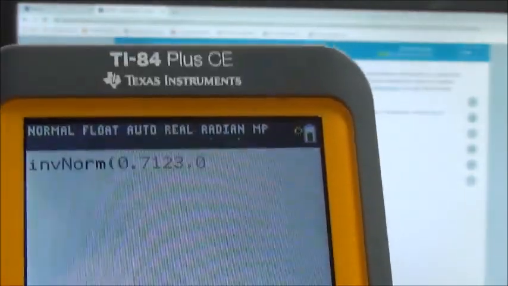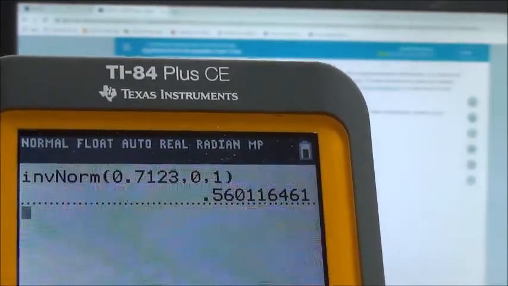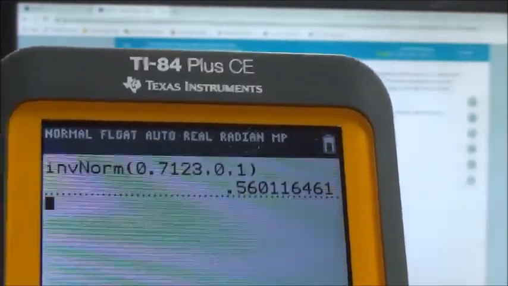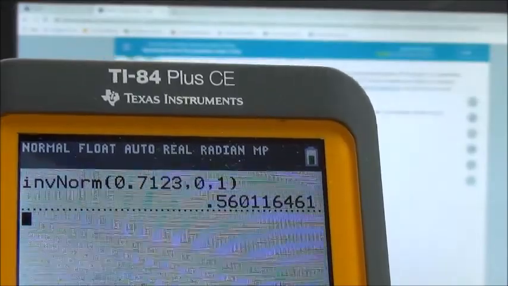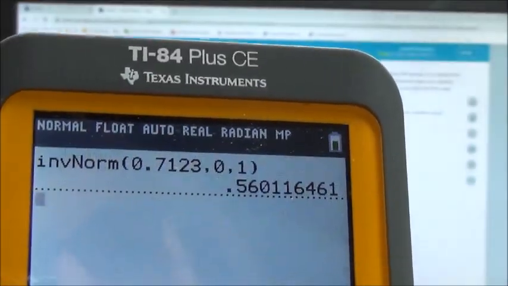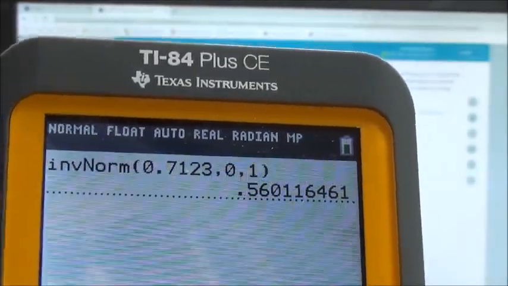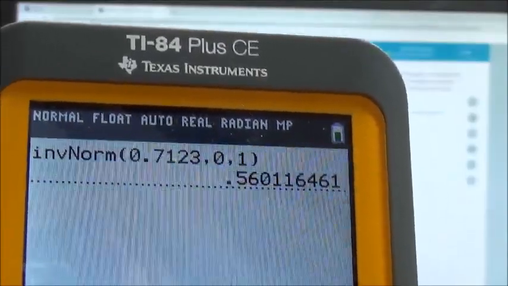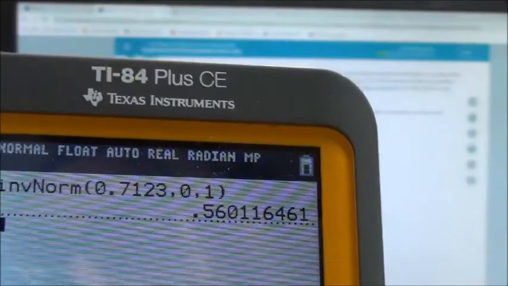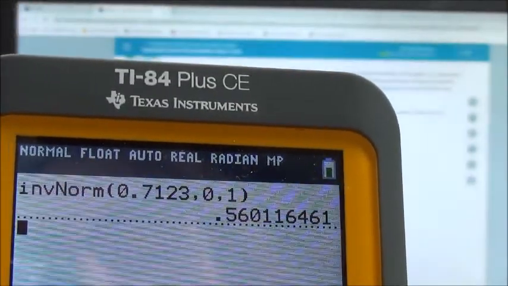When I hit enter there, you should see that we get 0.560116461. Normally they'll have you round it off to 3 or 4 decimal places, just depending on the question. So make sure you pay attention. They'll usually say at least 3, and if you go farther than 3, you're okay.